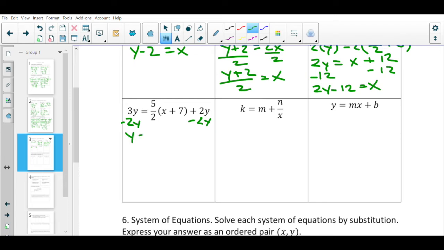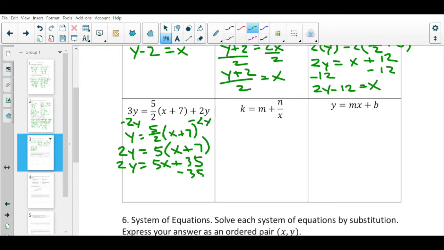2y, that's y equals 5 halves x plus 7. Multiply both sides by 2 to get rid of that fraction, so that's 2y equals 5 times x plus 7. Let's distribute: 5x plus 35, minus 35, minus 35. 2y minus 35 equals 5x. Last step, that is 2y minus 35 over 5 equals x.